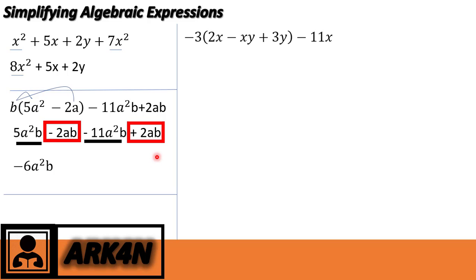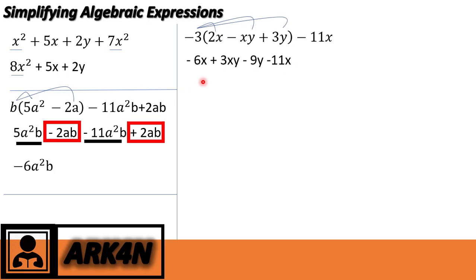Okay, the next one, here it comes: negative 3 in the bracket 2x minus xy plus 3y, minus 11x. Now, as I said, we can use the distributive rule again, and we can multiply negative 3 by 2x, negative 3 by minus xy, and negative 3 by plus 3y. Let's do that and see what will happen. So we get negative 6x plus 3xy minus 9y minus 11x.